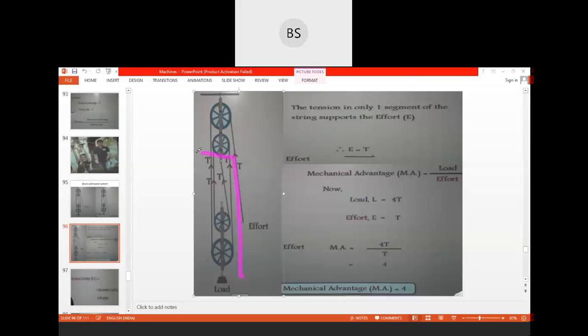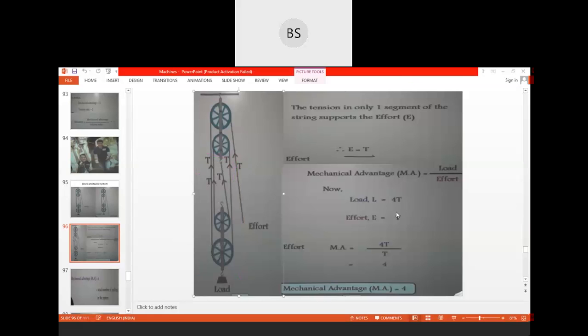How can you find out? You can just draw a single line like this. You can see here, this load is supported by all these 4, not by this one. So 1, 2, 3, 4. So load is equal to how many times tension? It's 4 times tension. Correct? So load is equal to 4T and effort E is equal to T. Now we have to substitute these values in the mechanical advantage, because we have to find the mechanical advantage, velocity ratio and efficiency for block and tackle as well.